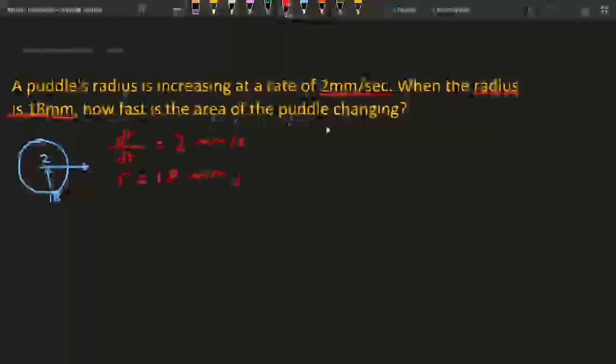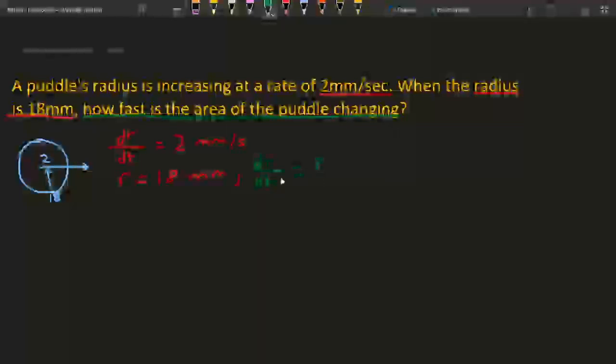how fast is the area of the puddle changing? So what we want to know here is when the radius is 18, how fast is the area of the puddle changing? Also known as what is the rate with respect to time of the area of the puddle changing? So let's do that in green. This is what we want to know right here, this sentence right here. So let's write that in. dA/dt equals, and we'll do a question mark.